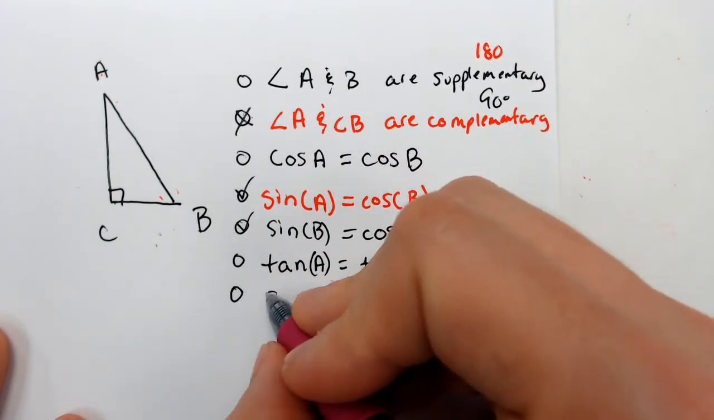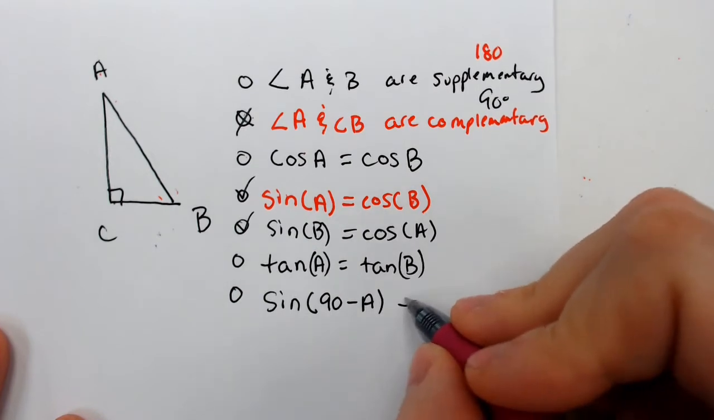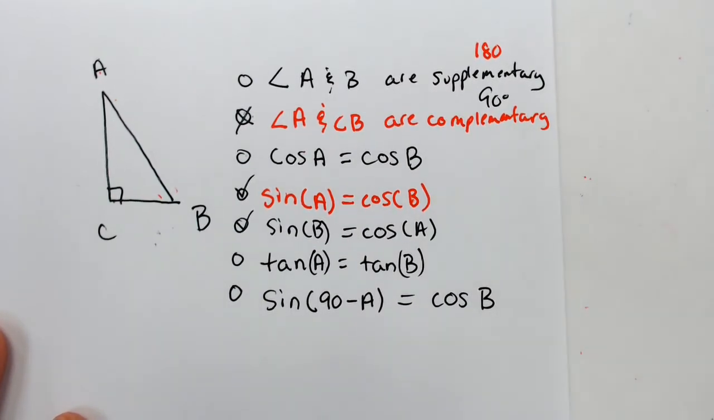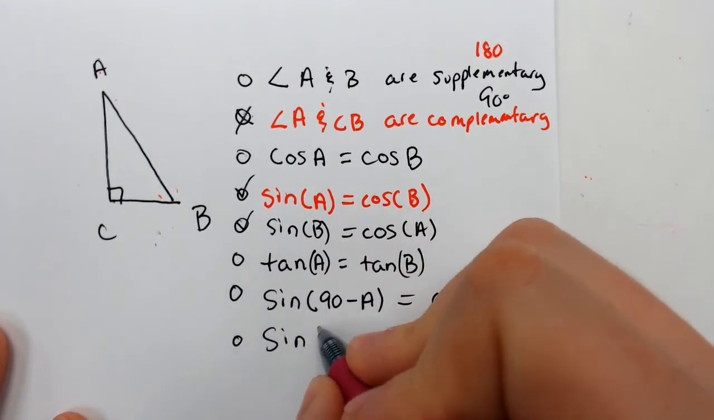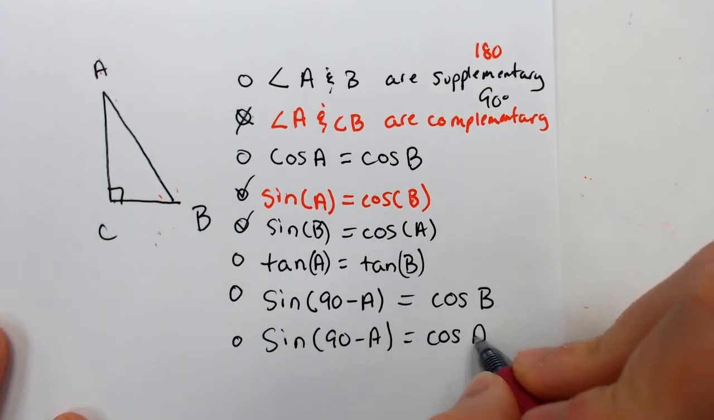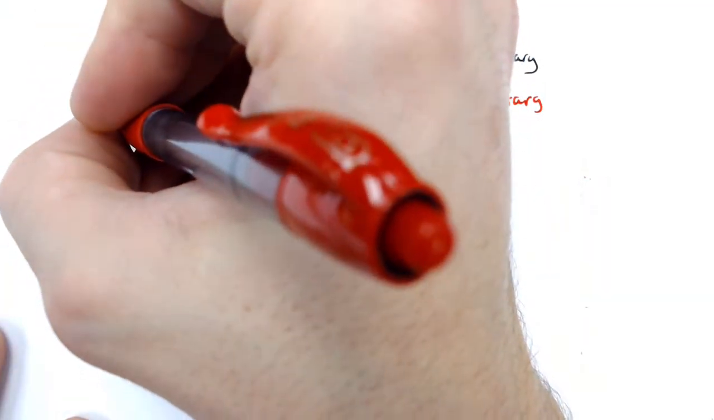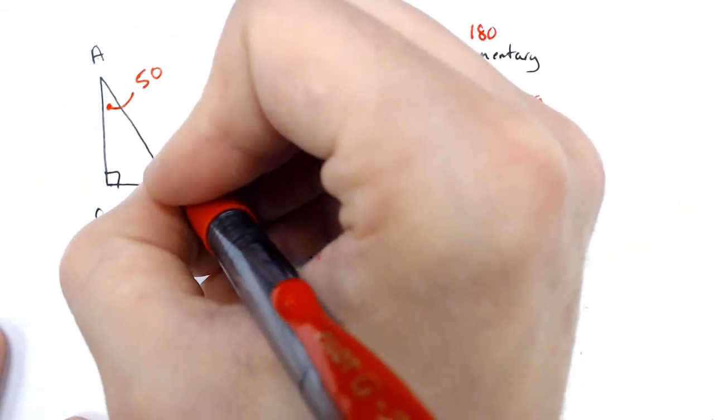What if I said sine of 90 minus A, is that equal to cosine of B? And we'll do another one. Let's say sine of 90 minus A is equal to cosine of A. So one of those is right, one of them is wrong. So let's just give an arbitrary value for angle A. Let's say that was 50, which would make angle B 40.